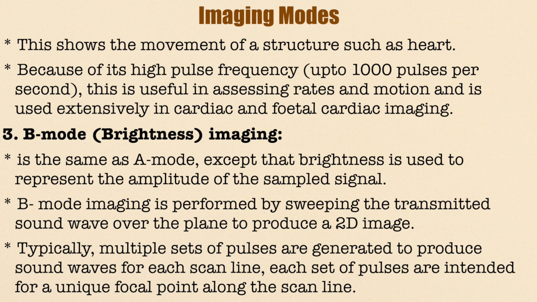Third, B mode, which we call brightness imaging, is the same as A mode except that brightness is used to represent the amplitude of the sampled signal. B mode imaging is performed by sweeping the transmitted sound wave over the plane to produce a two-dimensional image. Typically, multiple sets of pulses are generated to produce sound waves for each scan line. Each set of pulses is intended for a unique focal point along the scan line.